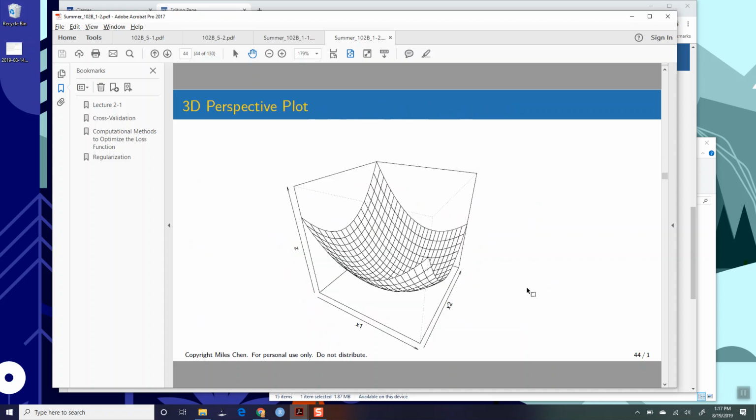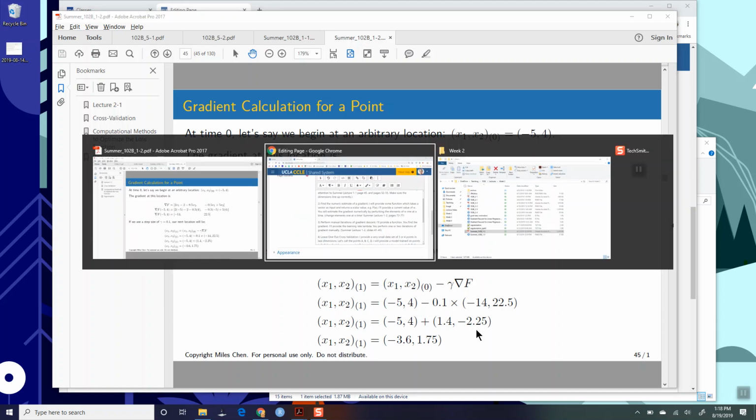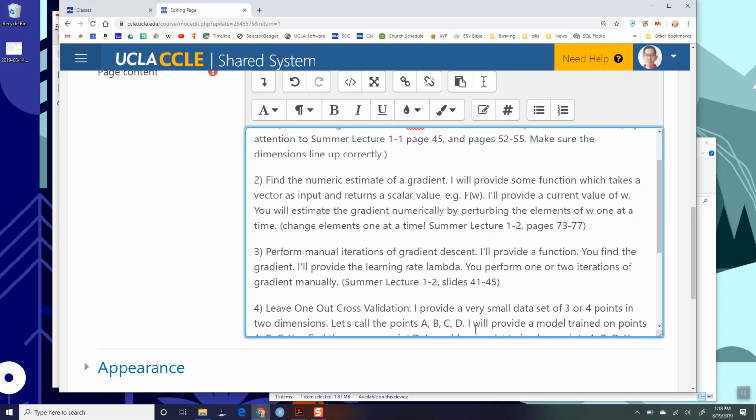And then if we say we are currently at location -5, 4, the gradient at -5, 4 is this. To do your manual gradient descent, you take your current location and subtract off gamma times the gradient at that current location. And then you do this. If you had to do a second iteration, you would take this, recalculate the gradient at this location, and then update it. It's not too bad, but I'm hoping it forces you to study your notes again and review all of this stuff.